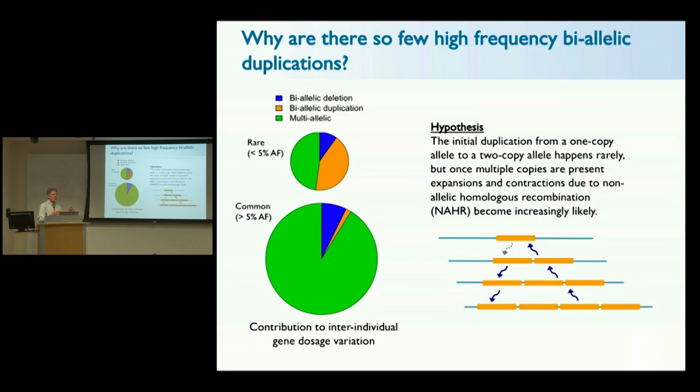And during meiosis, you can have an incorrect crossover. And you can go from a 2-copy state to a 3-copy state, from 3 to 4. 4 can go back to 3. So it becomes a region of kind of genomic instability as it begins to rise in frequency. So these biallelic duplications tend not to persist at high frequency in the population. They will either die out or they'll become multi-allelic.